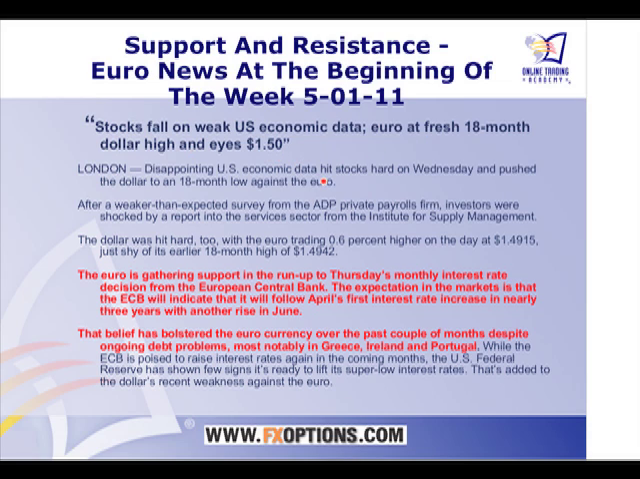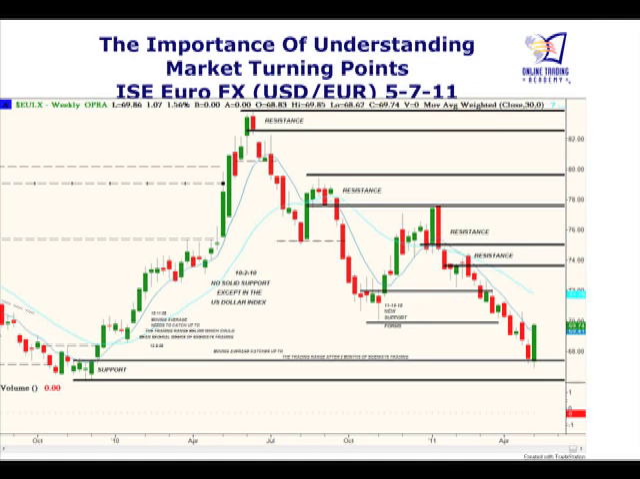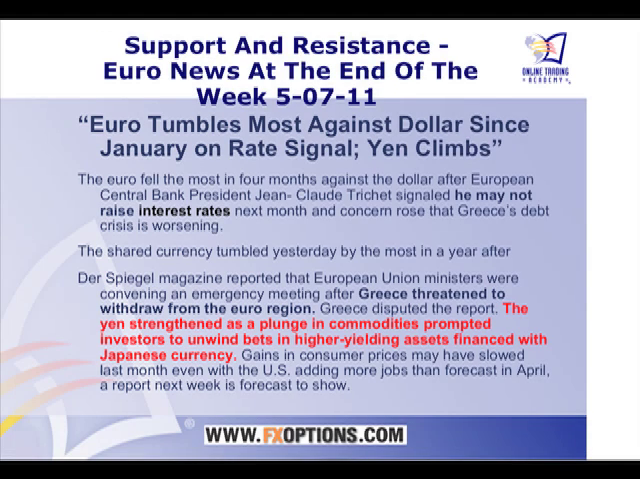And I would rather be a buyer than a seller at that price level. And of course, we heard at the beginning of that week how the stocks were weak and how the euro was expected to test the highs and possibly go for 150. And here we are at the end of the week on 5/7 with another great big bullish reversal candle for the dollar versus the euro. And of course, now the news is, well, the euro tumbled the most against the dollar since January on a rate signal.